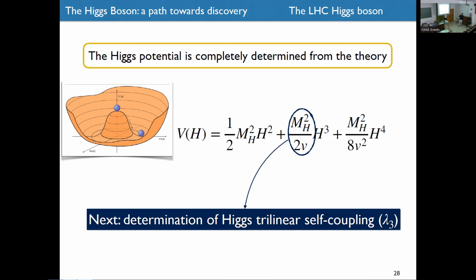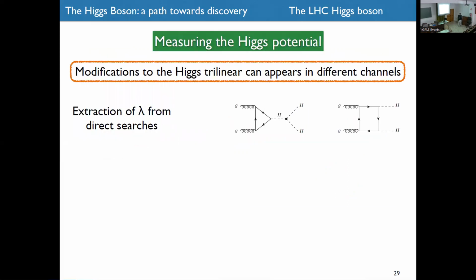This measurement is particularly difficult because it's a measurement that involves the production of 2 Higgses. And that makes the probability for this cross-section, so the size of this cross-section, extremely small. So imagine you produce 1 Higgs off shell, and then the Higgs decays into 2 Higgses on shell.